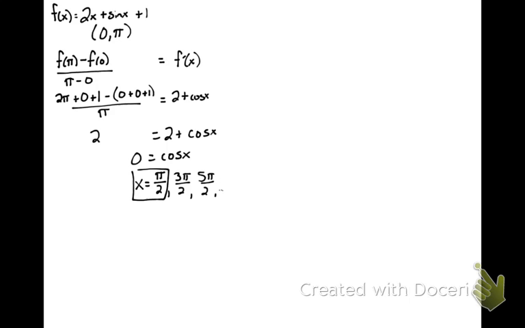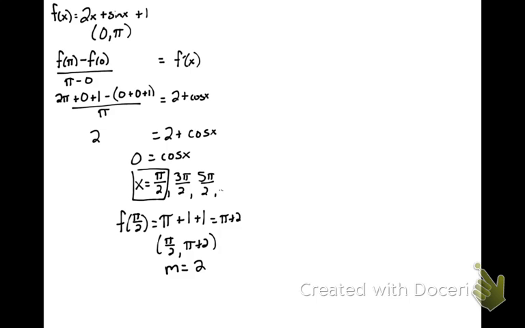To write the tangent line, we'll need to know the y value. So our original function at pi halves is going to be equal to pi plus the sine of pi halves, which is 1, plus 1, or pi plus 2. So we have the point pi halves, comma pi plus 2, and we know the slope at that point is 2. Because we showed that the average rate of change must equal the instantaneous rate of change.